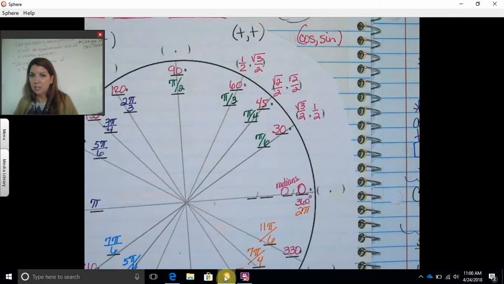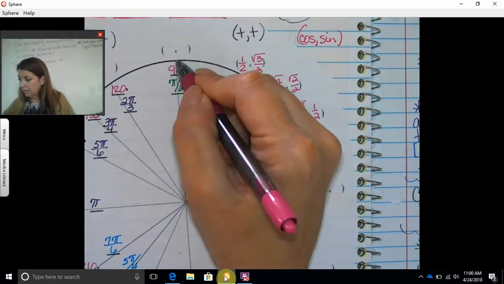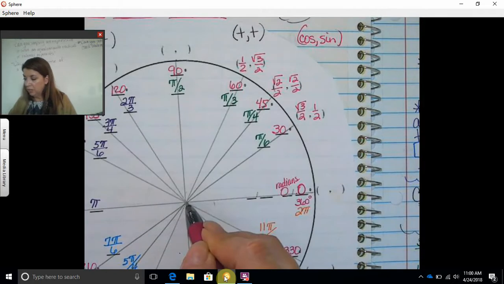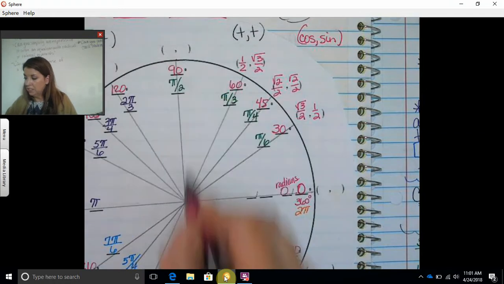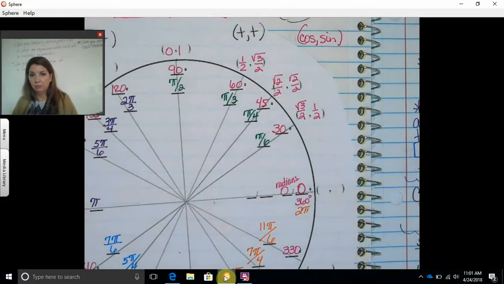So 90 degrees, we don't really have to draw a triangle because, I mean, to find the ordered pair, what did we say the distance is of the radius? The radius is how long? 1, right? So this ordered pair right here has an x value of 0 and a y value of, from here to here, is 1. So that would be 0, 1.